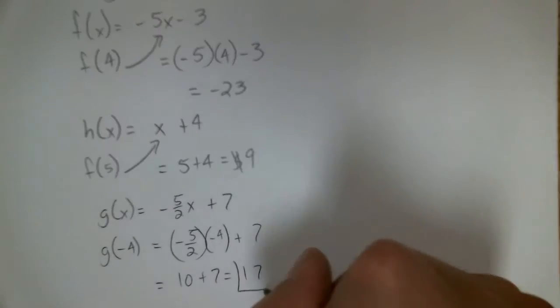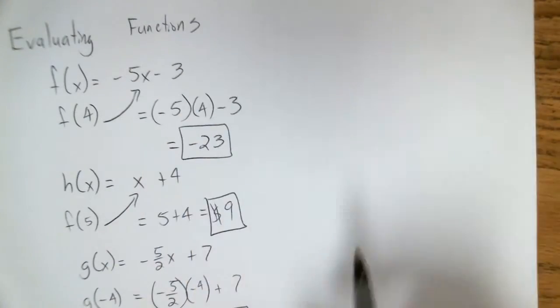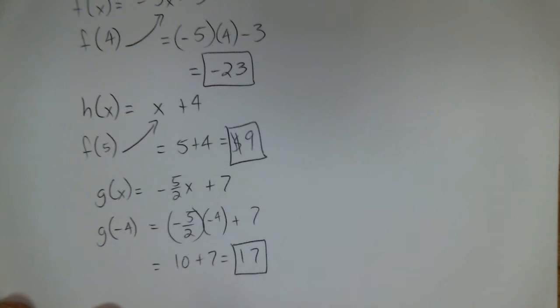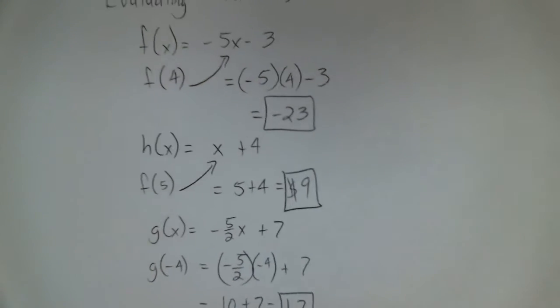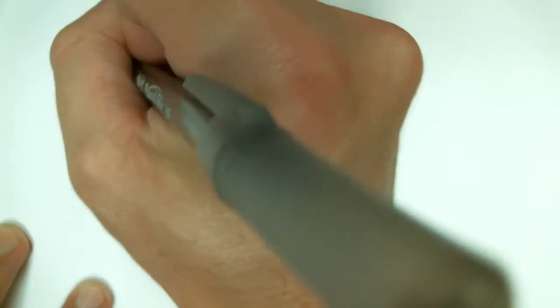And notice every time I'm getting exactly one output when I stick in the input. I'm only getting one answer. Okay, that's the whole point and the gist of functions and evaluating functions. Okay, so let's move on and let's talk about the vertical line test.